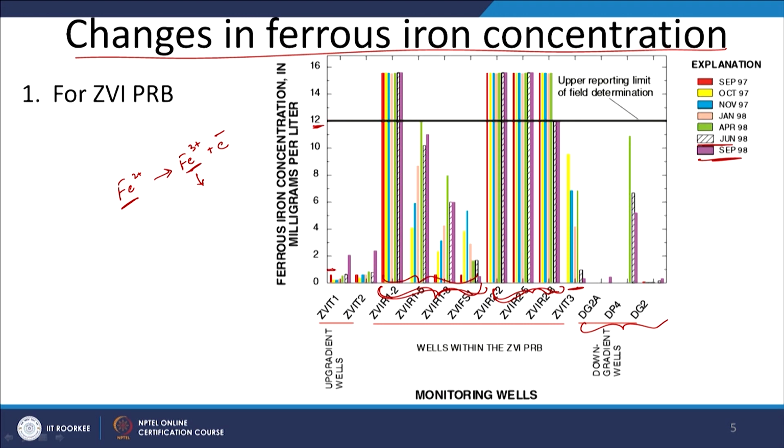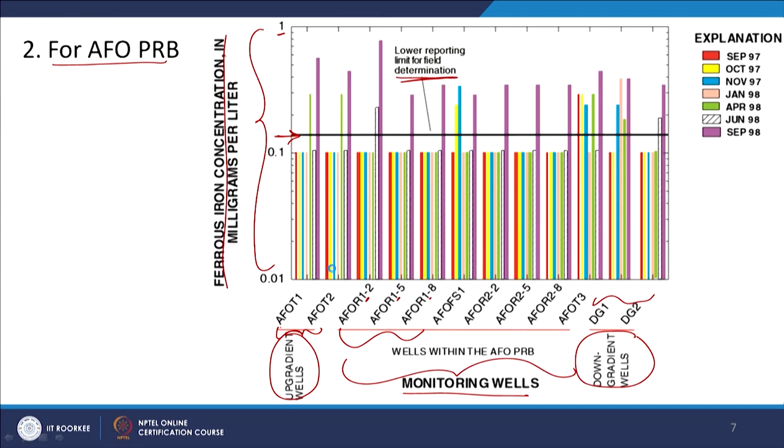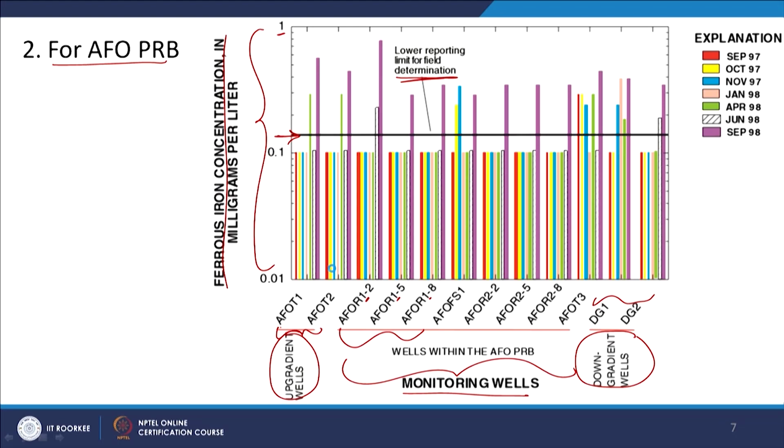So you need to understand that the axes are different, and thus you can't make straightforward relative comparisons, right? So again, what do we see here? If you look at that, the upgradient wells, or the water coming in, has some ferrous iron as expected. As the water passes through the system, though, is there any source of Fe2+ coming into play here? Not really.